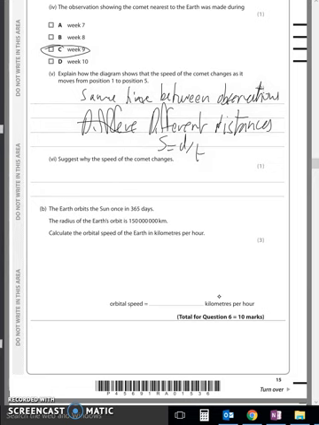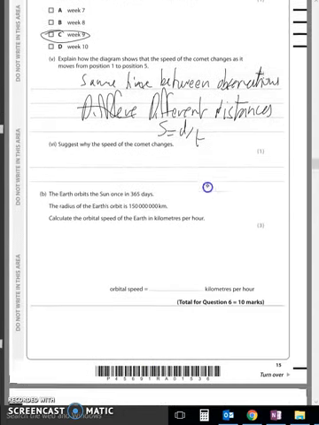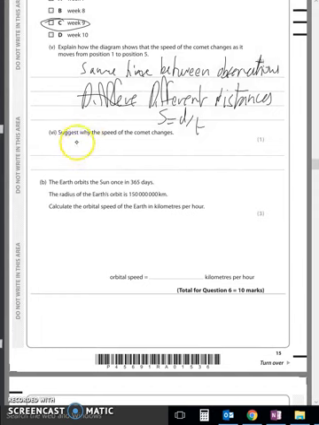Well, where is it going towards? It's going towards the sun. So as it moves towards the sun, the pull of the sun is greater on the comet and accelerates it faster.